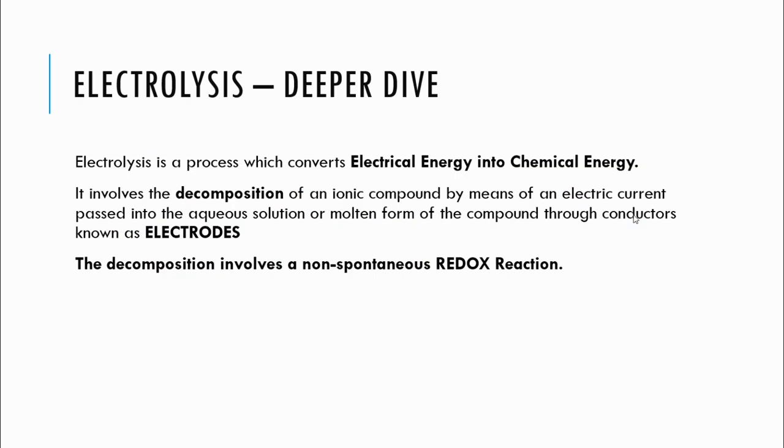So let's now go deeper into electrolysis. Electrolysis is a process that converts electrical energy to chemical energy, as I explained earlier. It involves the decomposition of an ionic compound by means of electric current passed into the aqueous solution or molten form of the compound through conductors known as electrodes. We've mentioned the electrolyte and explained electrolysis, but we also need to know that there are electrodes. Just like a battery has positive and negative terminals, for an electric current to pass through something, it must enter through somewhere and leave through somewhere.